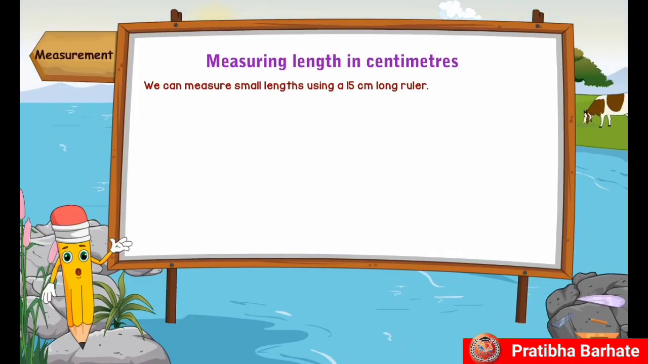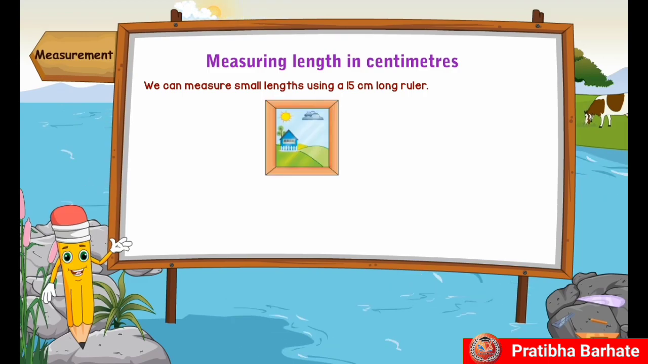We can measure small lengths using a 15 centimeter long ruler. For example, let's try to measure the length of this cup coaster. To do so, follow these steps.